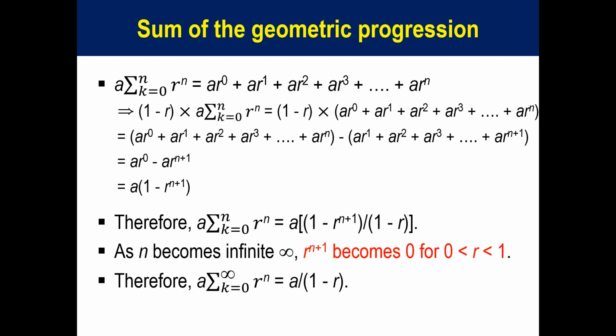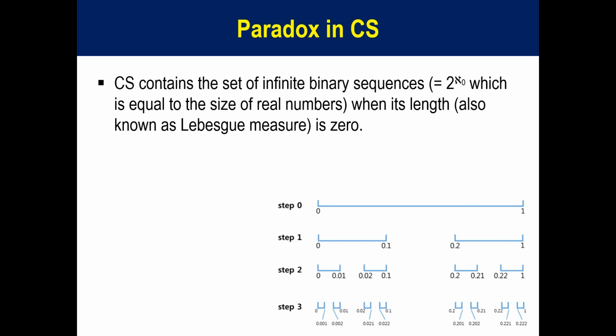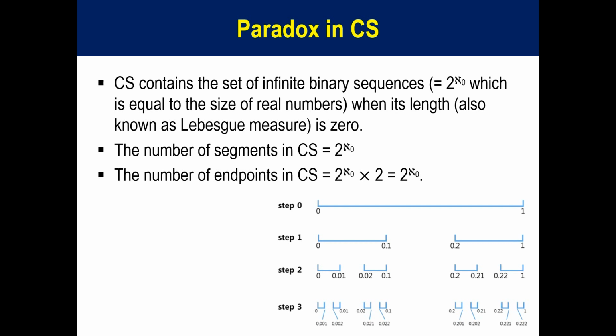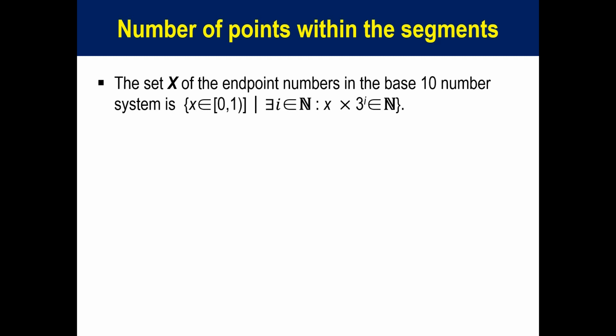The paradox in the Cantor set is that it contains an infinite number of points when its length is 0. The number of segments in the Cantor set is 2 to the power aleph null. Thus, the number of endpoints in the Cantor set equals 2 to the power aleph null multiplied by 2, which equals 2 to the power aleph null. But what will be the number of points within the segments? Will there be any numbers within the length of 0?